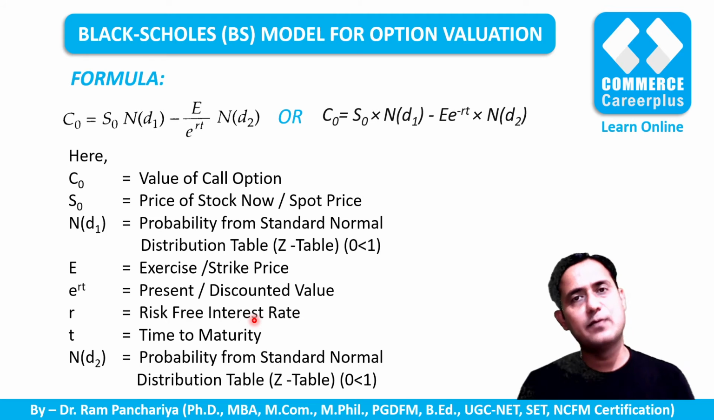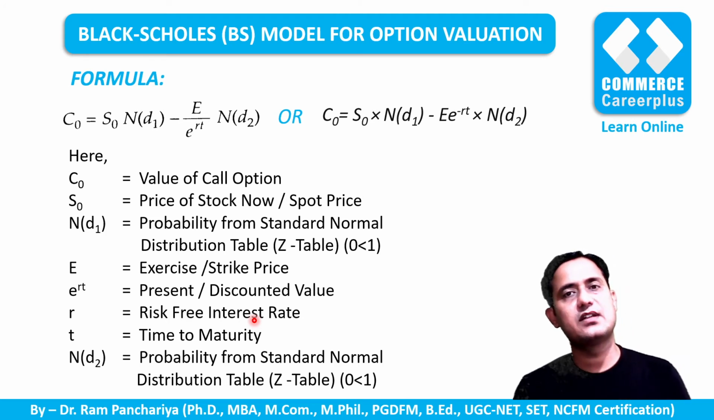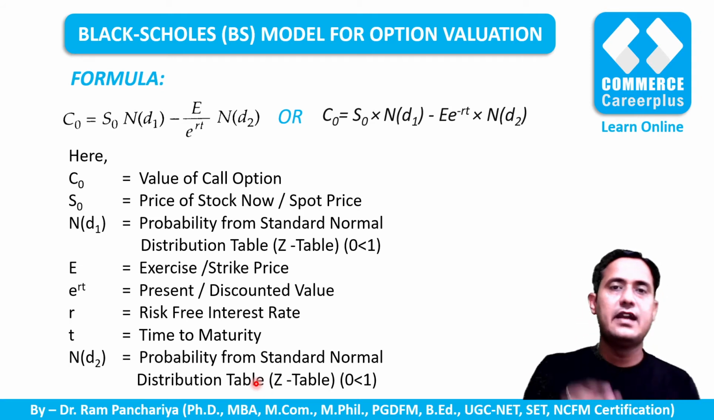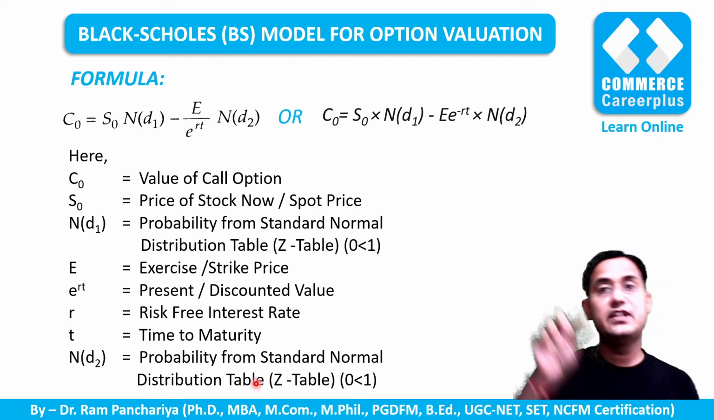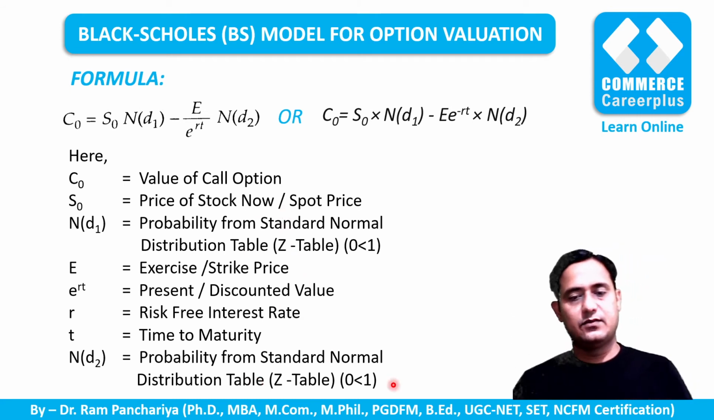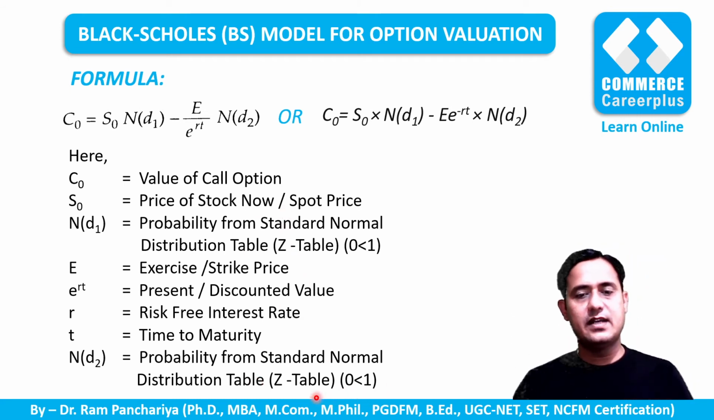T is time to maturity, whatever the duration of the option is, indicated by T, and ND2 is again a probability from the standard normal distribution table, that is the Z table. First we have to calculate D2 and find its value in the normal distribution table, that is ND2, which again lies between 0 and 1. It is calculated from the Z table. So this is the explanation of the formula.